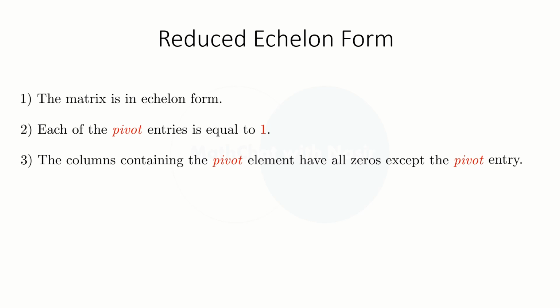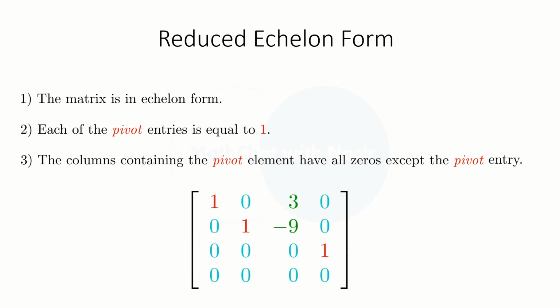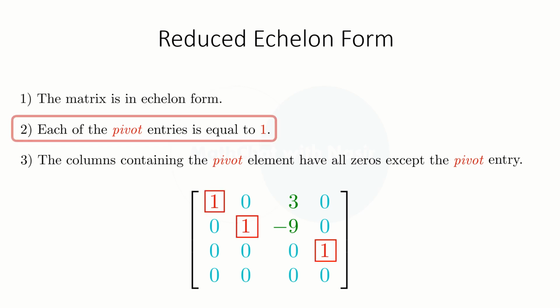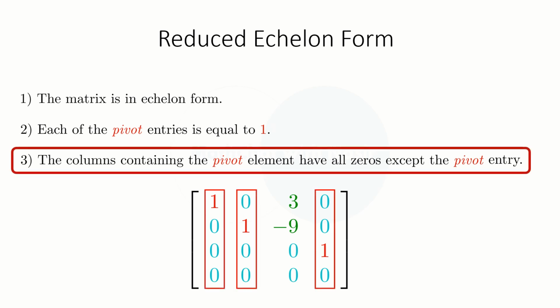A reduced echelon form is similar to an echelon form with a minor difference. An echelon form is called a reduced echelon form if each of the pivot elements is equal to 1, and if a column contains a pivot element, then all other elements of that column are 0. This is the reduced echelon form of a matrix. First, note that the matrix is in echelon form. Second, each of the pivot elements is 1. And third, the columns containing the pivot element have all zeros except the pivot element.